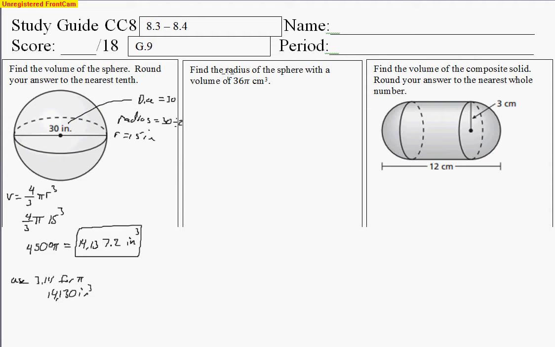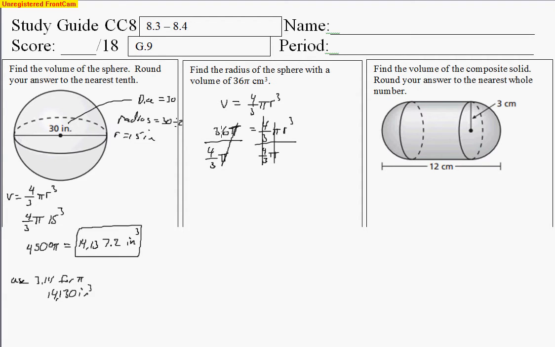So here it says find the radius of the sphere with a volume of 36 pi. So we're going to take the volume formula, 4/3 pi r cubed, substituting into the formula. I've got 36 pi, that's the volume, and I need to solve for r to the third power. So the way I'm going to do it is I'm going to use the calculator's fraction function, and I'm going to divide by the 4/3 pi on both sides. And so that's going to cancel out the pi term.